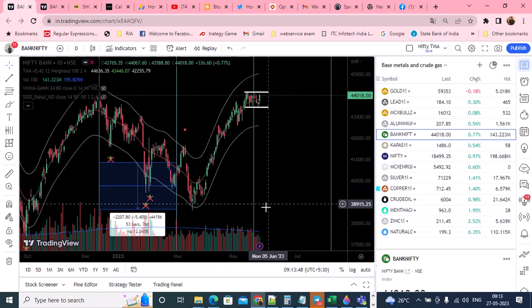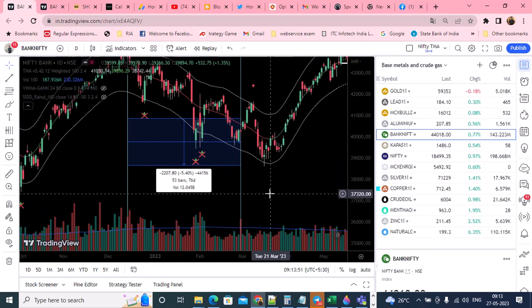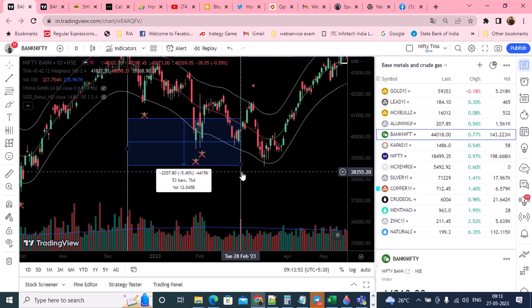So this is the cycle analysis that I wanted to tell you. These things you have to do when you are trading with Bank Nifty. Now, what I will do exactly here.